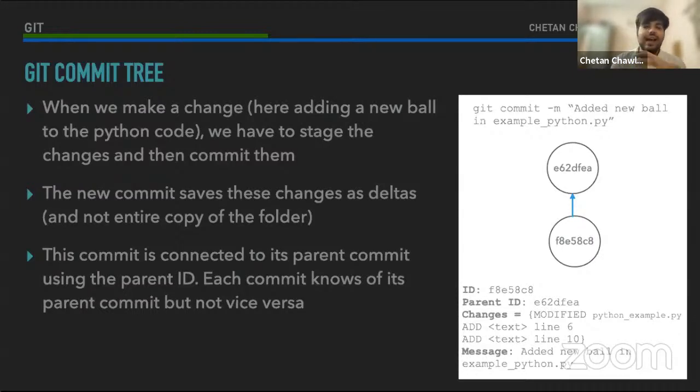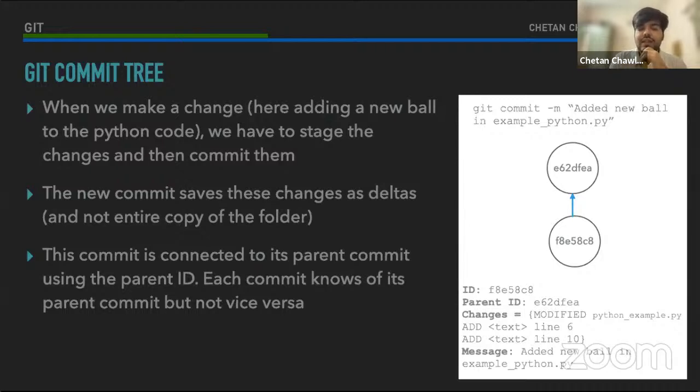So it says that I added a new ball in the example python.py. And when we do this, there is this tree, or right now it has just 2 nodes or 2 objects, but it's still a tree. And if you see the arrow over here, the arrow is pointing upwards. That means all the commits only have an ID for its parent and not for its child.